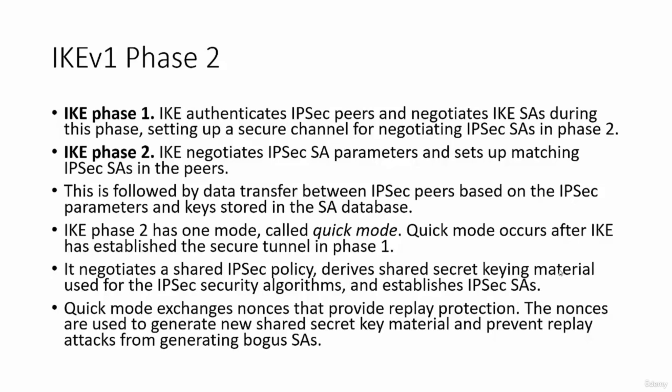The two sides need to negotiate what traffic is going to get encrypted, and what security algorithms are going to be used to encrypt the traffic. This is the Security Association agreement. In the quick mode exchange, they exchange new nonces. Those nonces are going to be used to generate a new shared secret key, and those keys are going to be used to encrypt the traffic. So let's see how this happens.